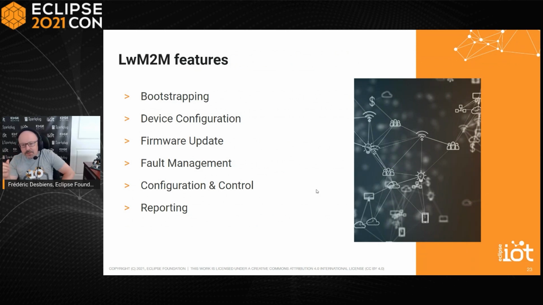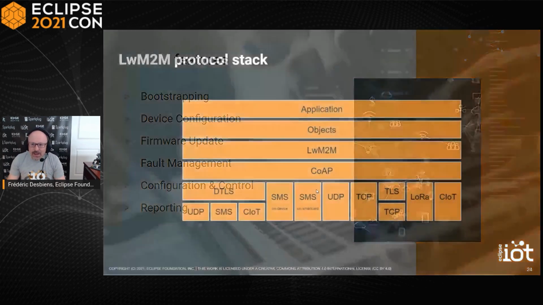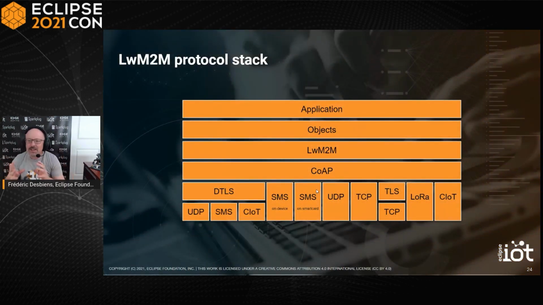Okay, and lightweight M2M offers many value-added features compared to plain CoAP. For example, it will support device bootstrapping, device configuration. It will take charge of firmware updates, configuration and control, reporting, etc. So lots of added value in there. And the other nice thing about lightweight M2M, since it runs on top of CoAP, it will support everything that CoAP does, and then some more, in the sense that there's SMS support, for example, so you can do lightweight M2M over SMS as a transport, and there are other options that are available in there.